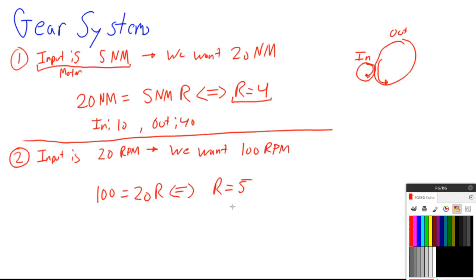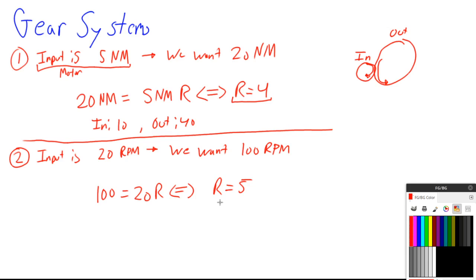The key thing here is to make sure that if you're working with speed or torque, you need to know which formula you should be using. If it's torque, remember it's the output torque equals input torque times output teeth over input teeth, whereas the output speed is input speed times number of input teeth over output teeth. So just the ratio is flipped here.